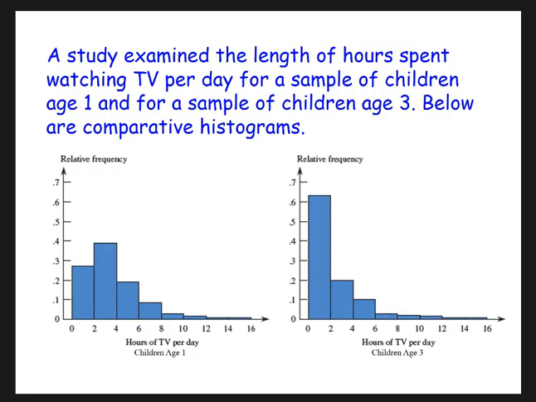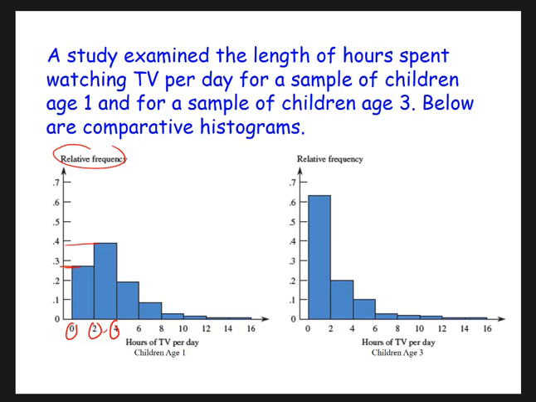So let's take a peek here. A study examining the length of hours spent watching TV per day for a sample of children age 1 and for a sample of children age 3 and below. So this is actually going to be a comparative histogram. This is saying from 0 to 2 hours is this bar. This is actually relative frequency instead of raw frequency as well. So it looks like about 27%. Between 2 and 4 hours here looks to be about 38 or 39%. And on down the line.